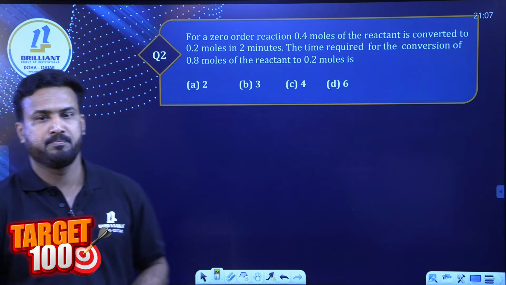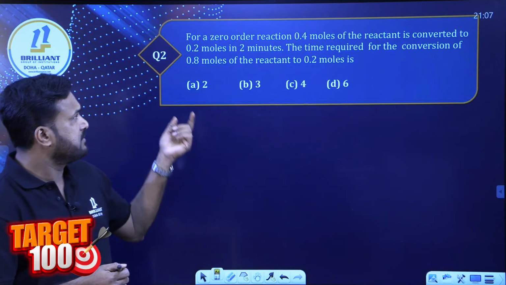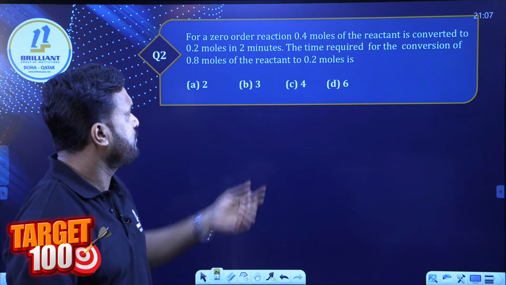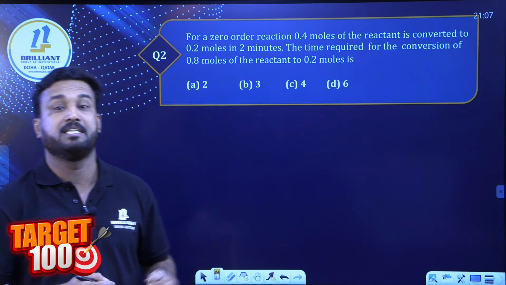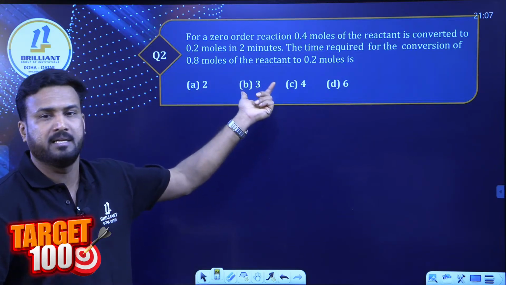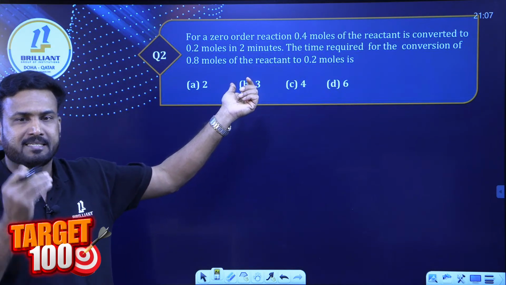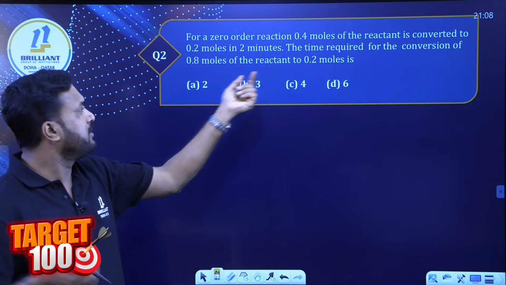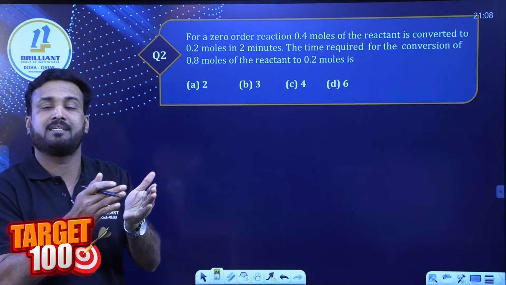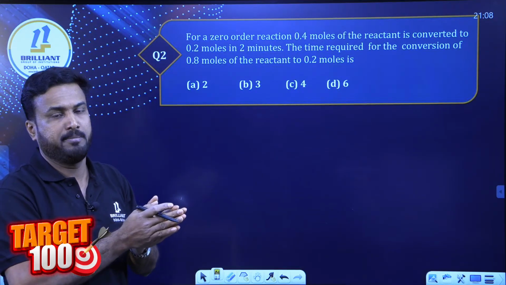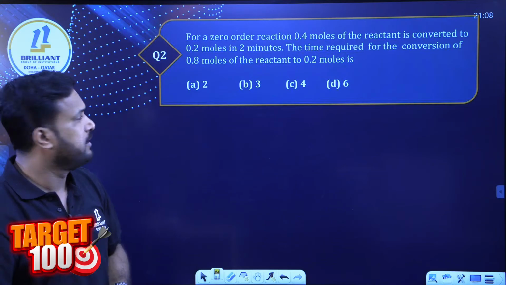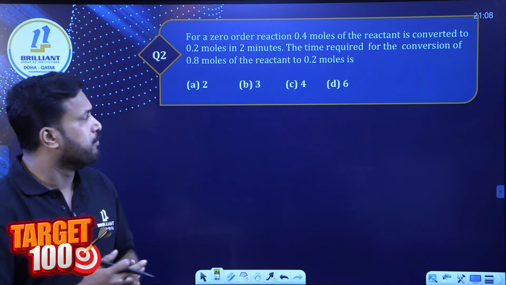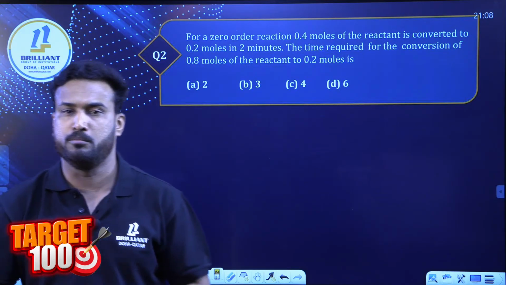See question number 2. The second question is, for a zero order reaction, 0.4 moles of the reactant is converted to 0.2 mole in 2 minutes. While reading the question itself, you will get the idea: 0.4 moles converted to 0.2, half of the reactant has been used up, which means they are giving the half-life period. The time required for the conversion of 0.8 moles of the reactant to 0.2 mole.